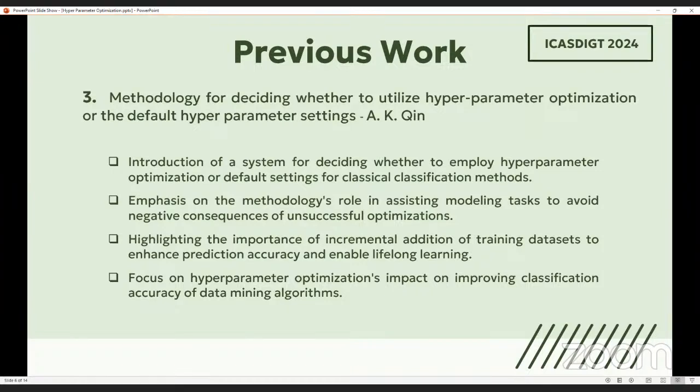The key features of this paper are introducing a system for deciding whether an employed hyperparameter optimization's default setting for classification methods is suitable, emphasizing the methodology's role in assisting the model, avoiding the negative consequences of unsuccessful optimizations, and highlighting the importance of incremental additions to the training dataset for enhanced prediction accuracy, enabling lifelong learning. Focus on hyperparameter optimization's impact on improving classification accuracy of data mining algorithms.